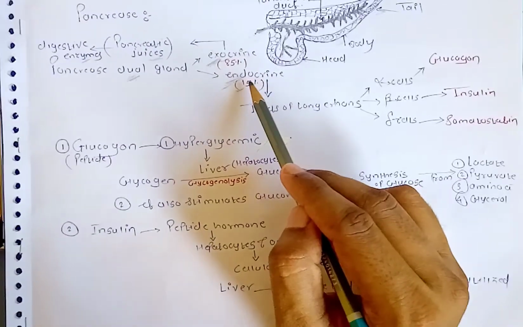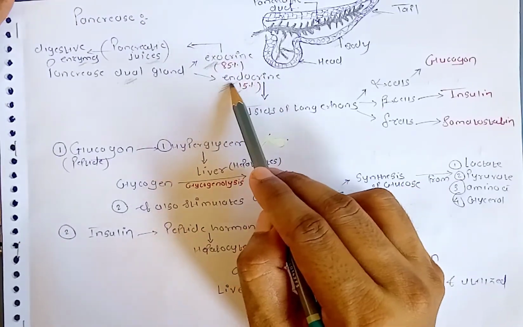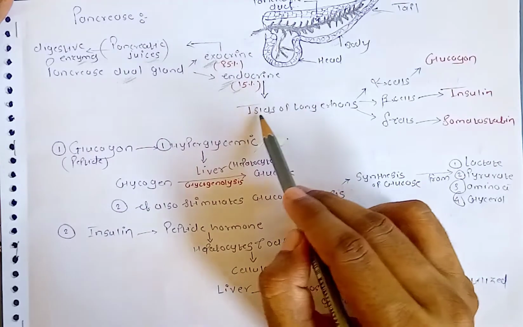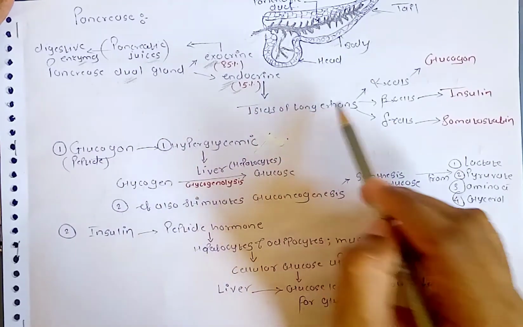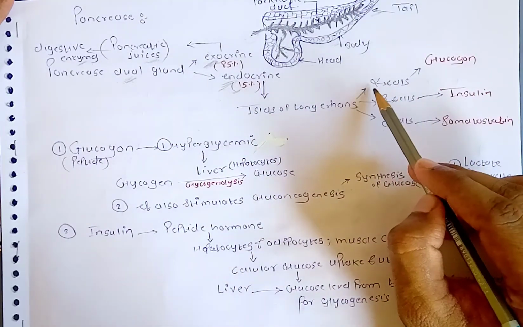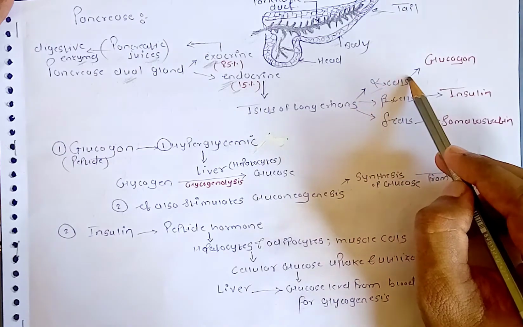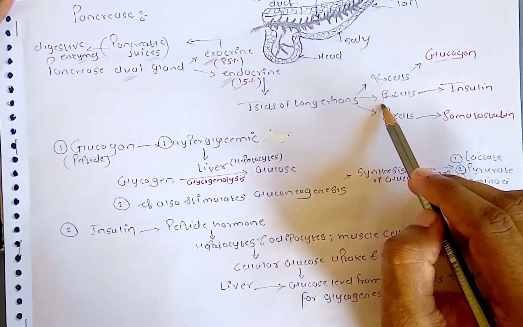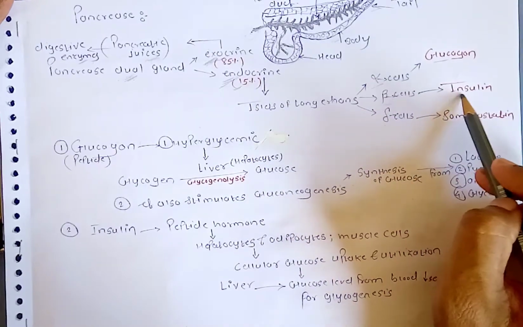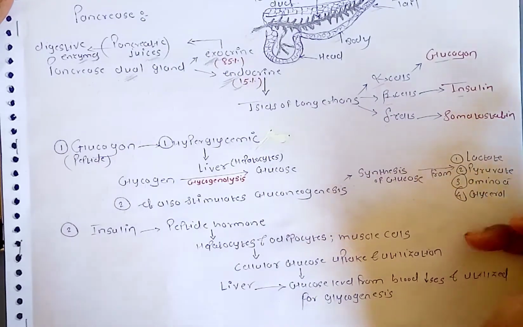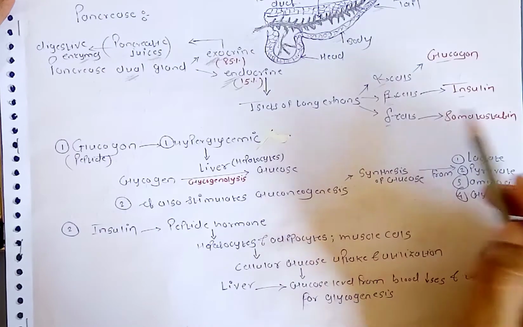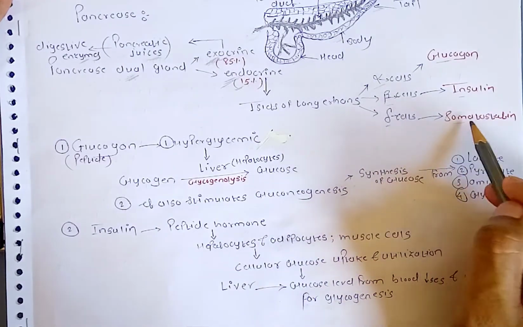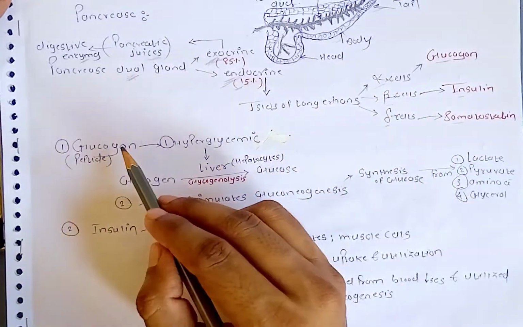Second part is the endocrine section, which mainly involves the islets of Langerhans, which have three kinds of cells. First one is the alpha cell, which secretes glucagon. It is a peptide hormone. Second one is the beta cell, which releases insulin. It is also a peptide hormone. And last one is the delta cell, which releases somatostatin. First we will see glucagon.